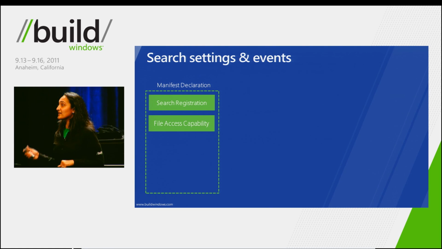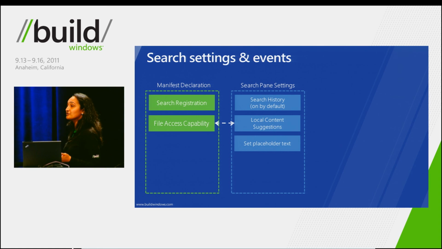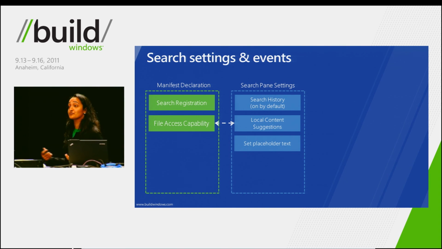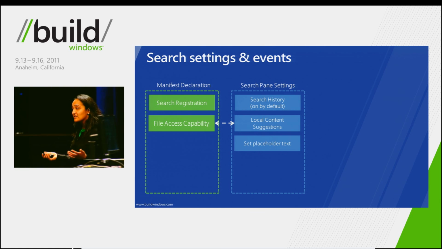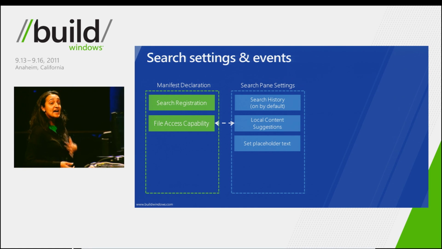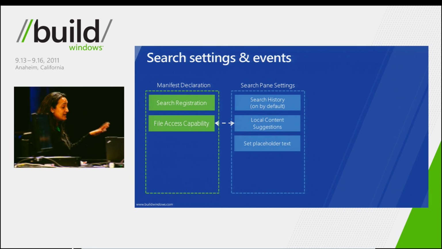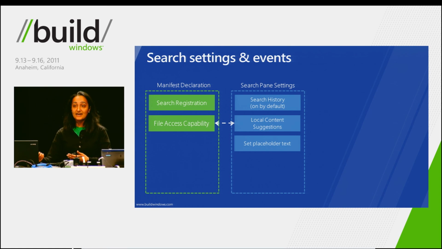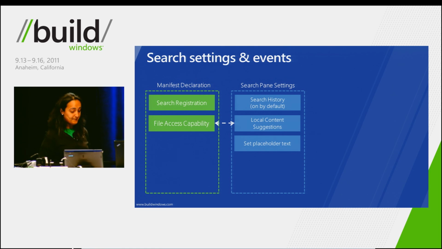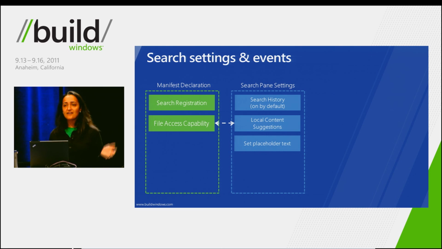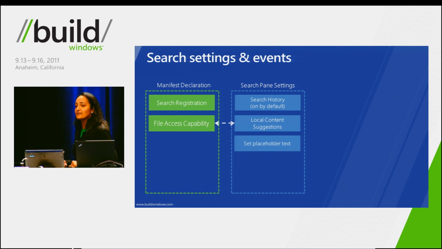Then there are a couple of things that were settings. Search history is a setting that's on by default for every app that registers for search. If you don't want this setting, you can go ahead and turn that off. The second setting was local content suggestions that I just showed you. These were suggestions based on the content and metadata of my file system. In order to enable that, I had to set that setting and also declare the file access capability. And the final setting is setting the placeholder text. I haven't gotten to that yet, and I'll show you that in just a little bit.